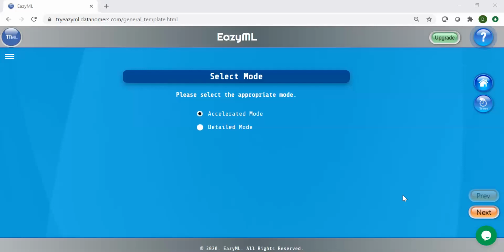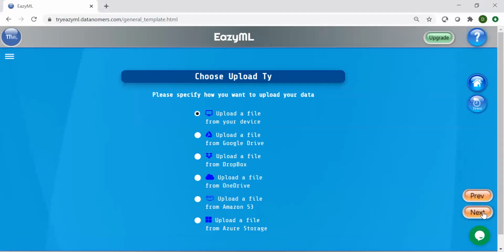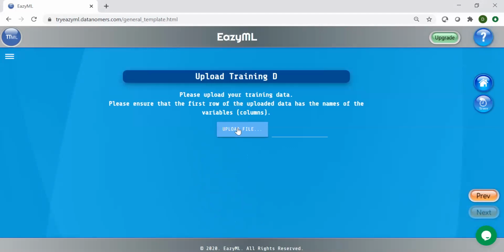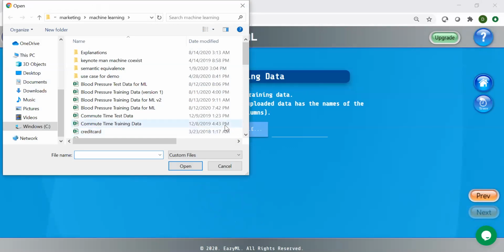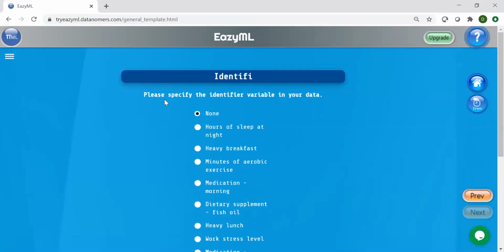So here's the EazyML machine learning portal. Now we're going to train the intelligent machine on this machine learning platform using the training data we just looked at. Now we'll use the fast accelerated mode, and typically we'll keep hitting next. So we'll upload the training data, yes. And here's the training data that we'll upload. This is what you just created.